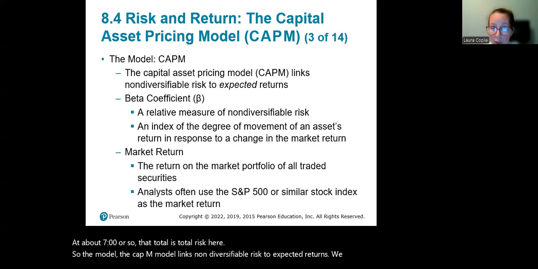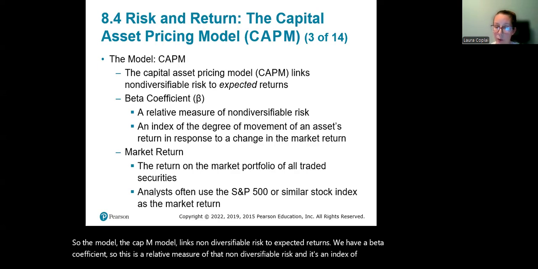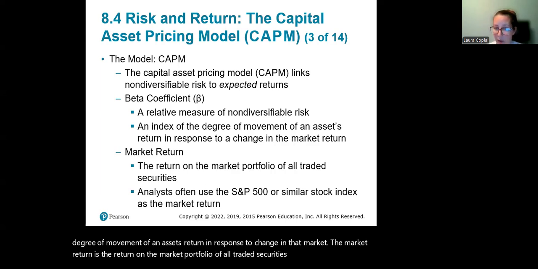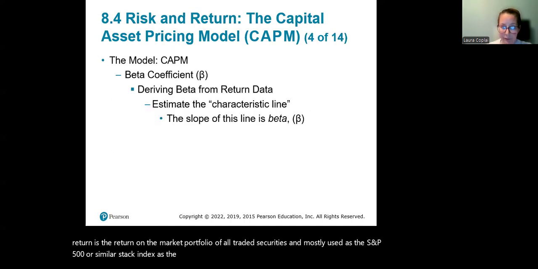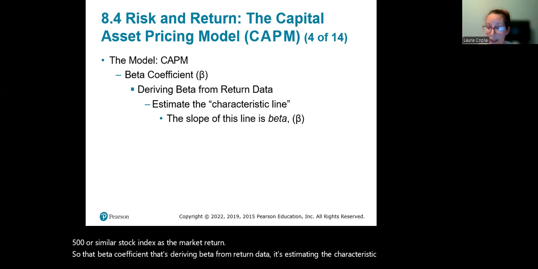We have a beta coefficient. So this is a relative measure of that non-diversifiable risk, and it's an index of the degree of movement of an asset's return in response to change in the market. The market return is the return on the market portfolio of all traded securities, and mostly the S&P 500 or a similar stock index is used as the market return. So that's deriving beta from return data. It's estimating the characteristic line. So the slope of the line is beta.